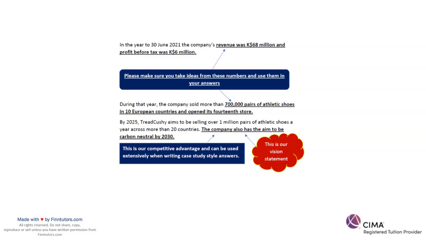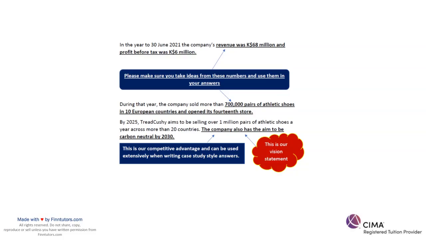During that year, the company sold more than 700,000 pairs of athletic shoes in 10 European countries and opened its 14th store. The company is growing rapidly. We have 14 stores and we are in 10 European countries. By 2025, our goal going forward is to be selling over 1 million pairs of athletic shoes across more than 20 countries. So double my country presence. Right now you're in 10. Double that to 20 and increase my shoe selling to 1 million pairs.